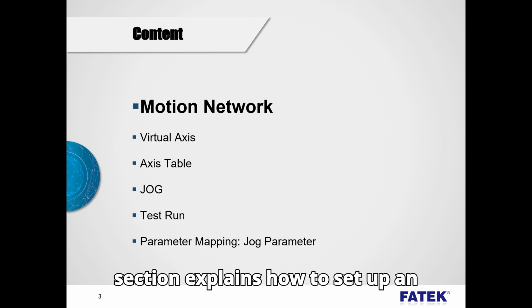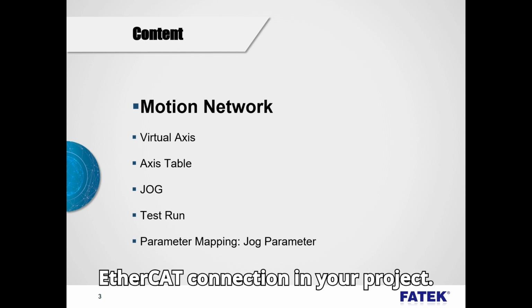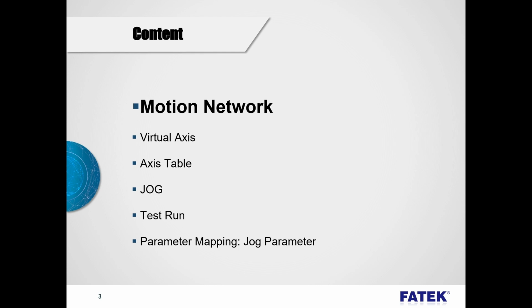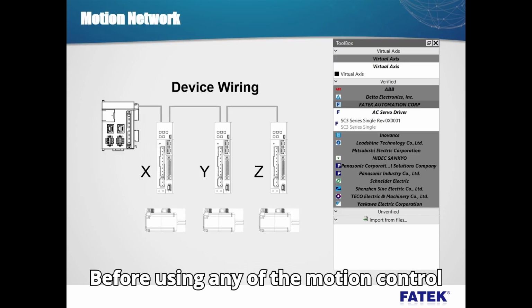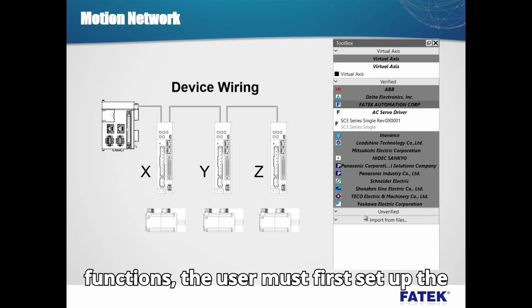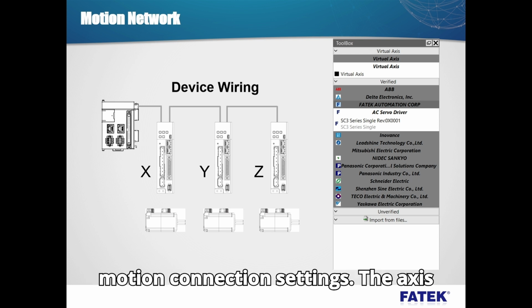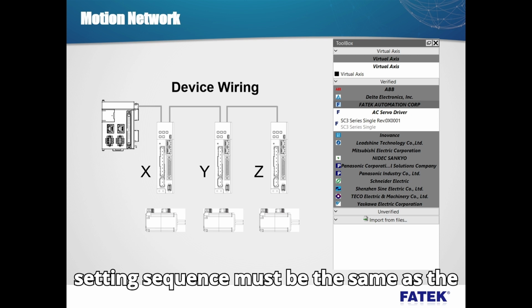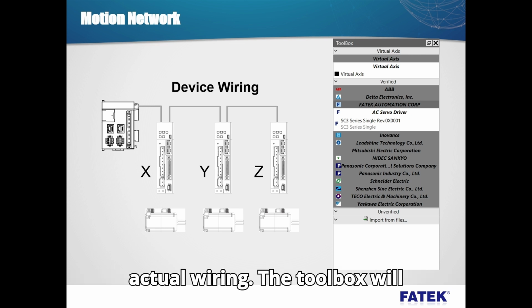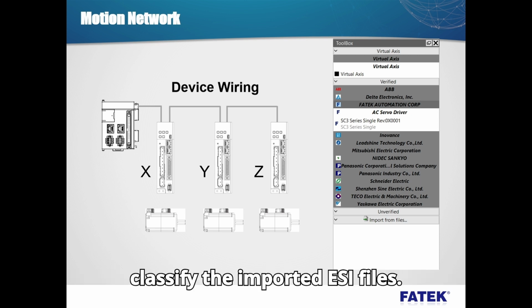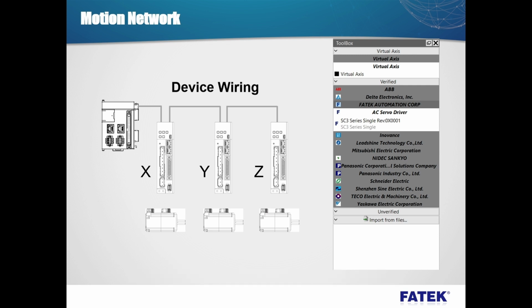This section explains how to set up an EtherCAT connection in your project. Before using any of the motion control functions, the user must first set up the motion connection settings. The axis setting sequence must be the same as the actual wiring. The toolbox will classify the imported ESI files.